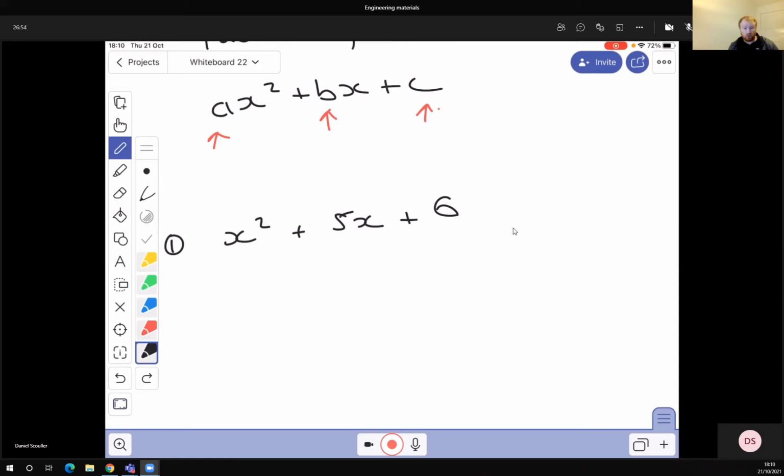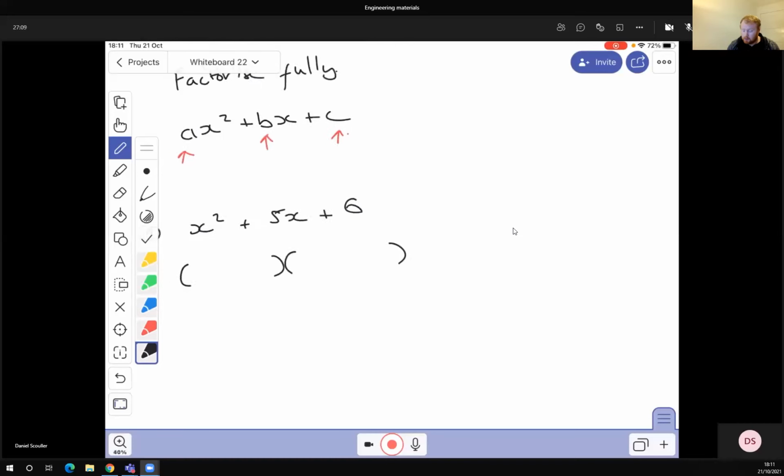We're looking to factorise that, so we're looking to simplify that and put it into brackets like that. We spend a lot of time breaking up brackets, so this is really just putting it back into brackets.